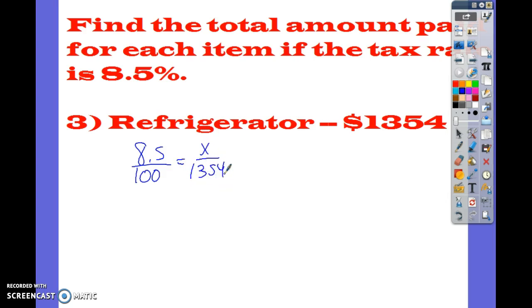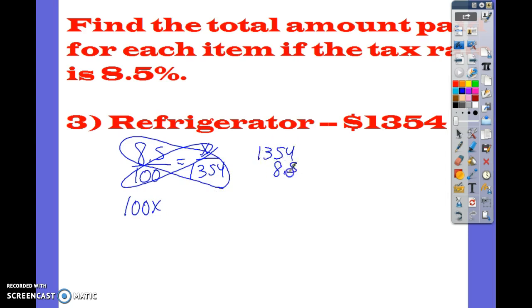And I can solve my proportion like normal. So when we do our cross product, we have 100x, 1,354 times 8.5. 5 times 4 is 20. 5 times 5 is 25 plus 2 is 27. 5 times 3 is 15 plus 2 is 17. Carry the 1. 5 times 1 is 5 plus 1 is 6. 0 placeholder. 8 times 4 is 32. 8 times 5 is 40 plus 3 is 43. 8 times 3 is 24 plus 4 is 28. 8 times 1 is 8 plus 2 is 10.